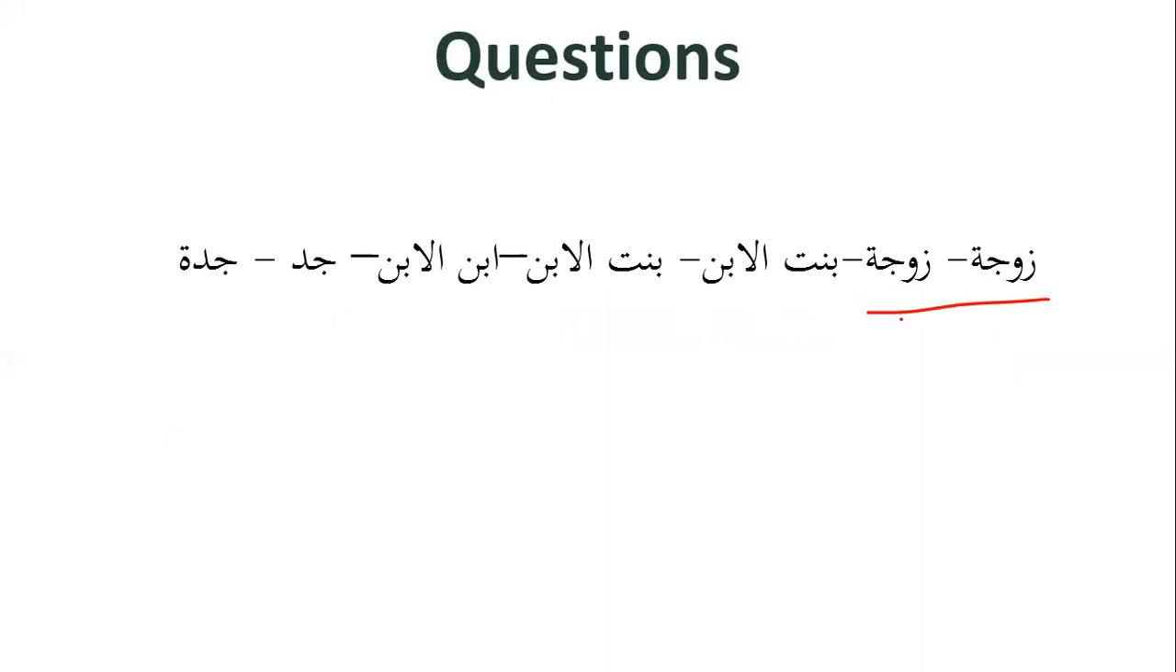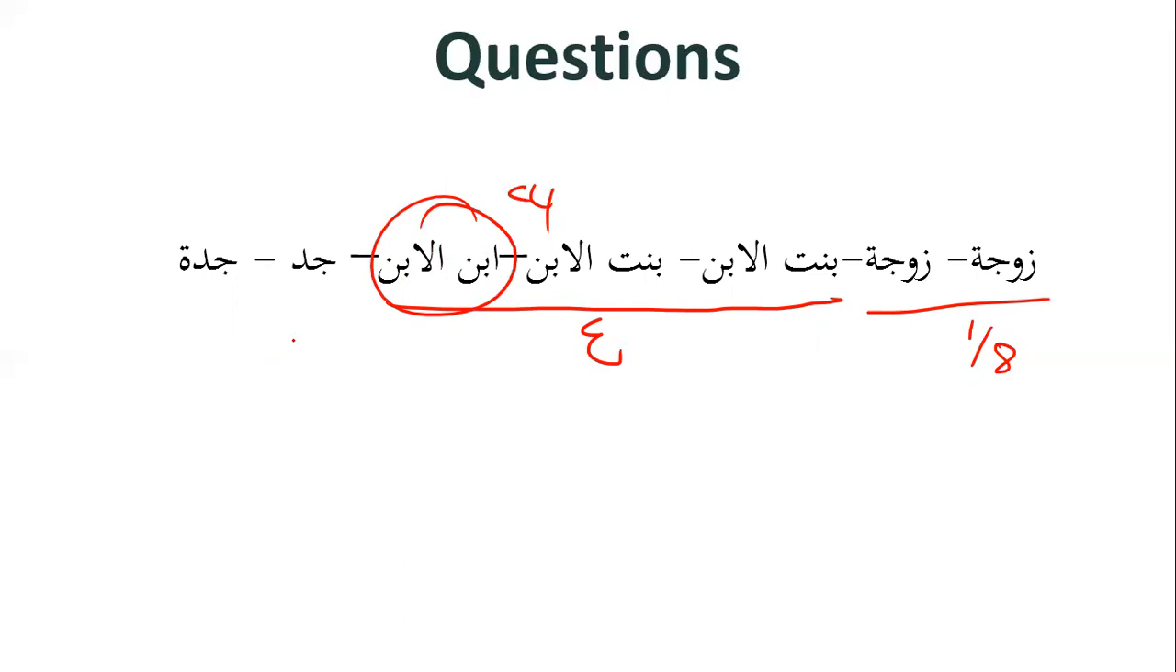Over here, Zawja, 1/8. You have Bintul Ibn, Bintul Ibn, and Ibnul Ibn. Together will receive Asaba. According to condition number 4, when the Ibnul Ibn is present. The Jad will receive 1/6. And the Jadda we haven't covered.